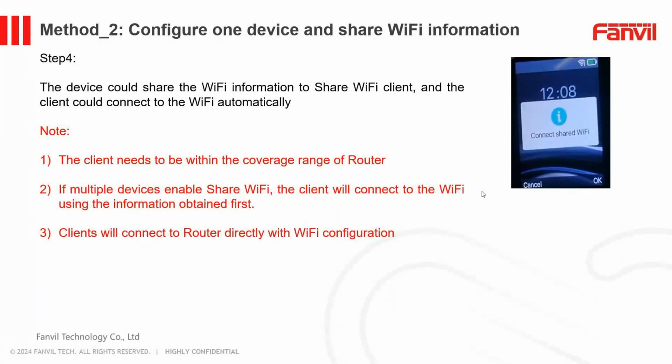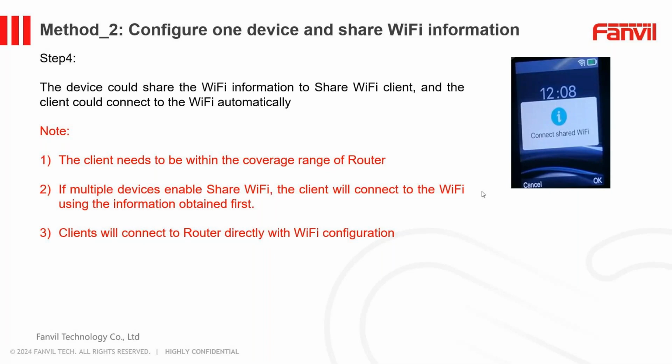So once it is connected, the phones that are the client devices will show this prompt that they are connected to the shared Wi-Fi. So we have three things to note here. First, the client needs to be within the coverage range of the router, so the phone can connect to the shared information from the host phone.